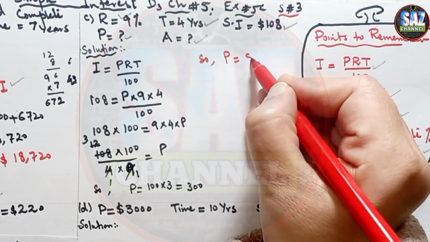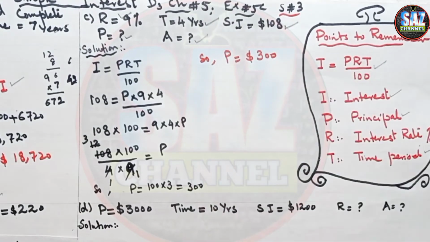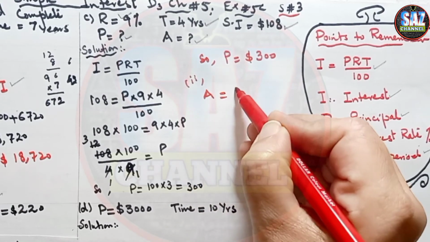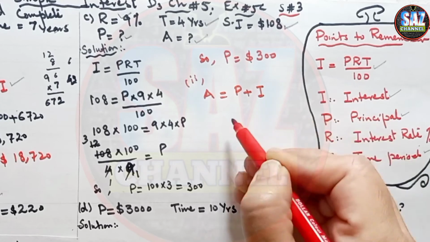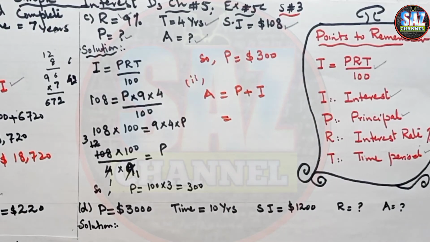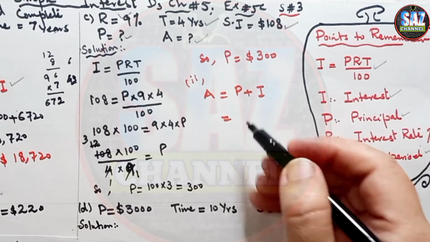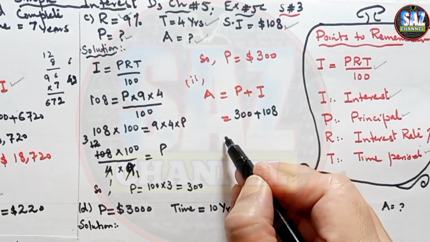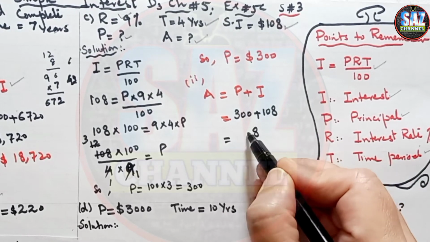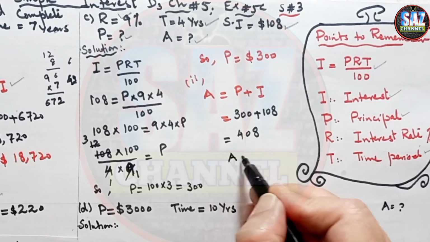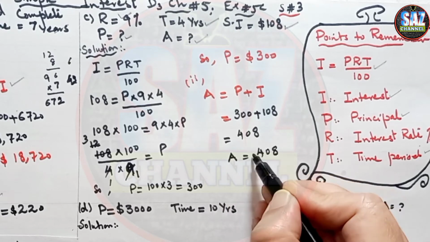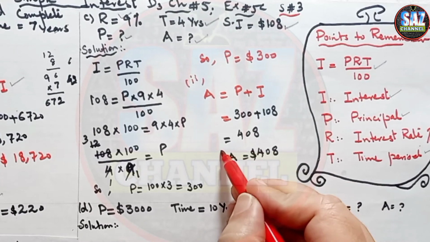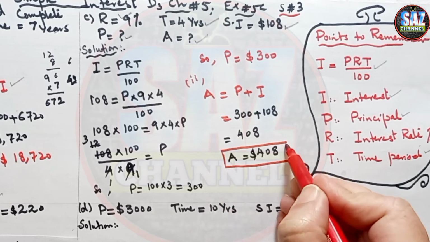So the principal amount of the question is $300. P equals $300. Very easy questions. And now the second requirement of the question, that is the amount. Formula for the amount is principal plus interest. Now I have to see the principal amount. Principal amount is 300 and the amount of interest given in the question is 108. So 8, 0 and 4. So the amount of this question is $408. Very easy questions, and these are an important part of your CIE exams as well. So please watch these lessons, understand these lessons.